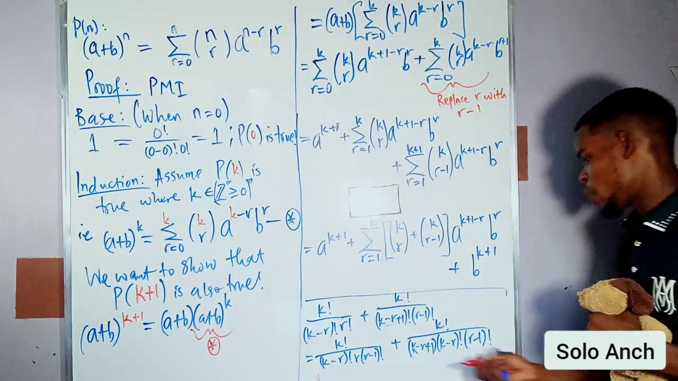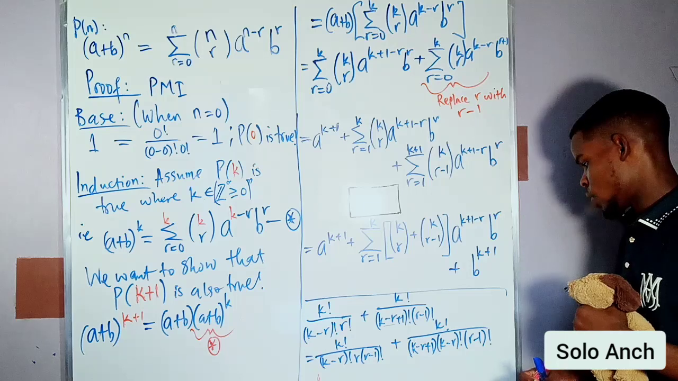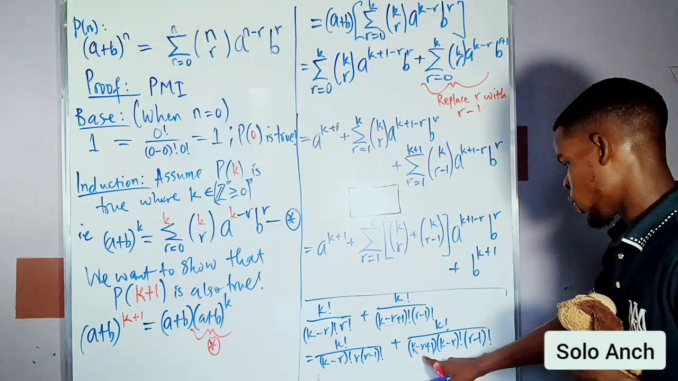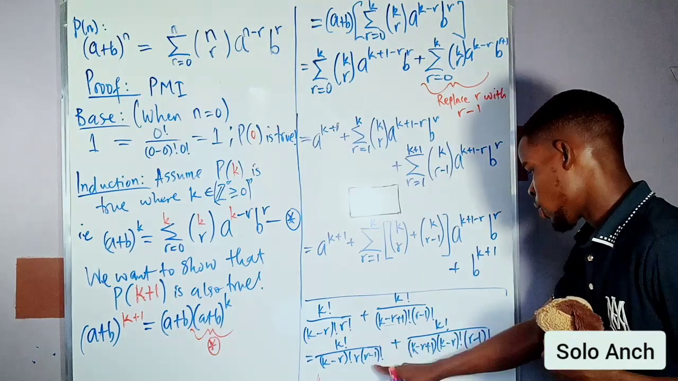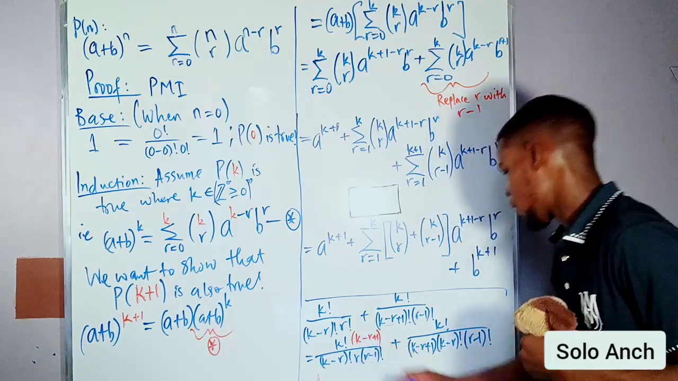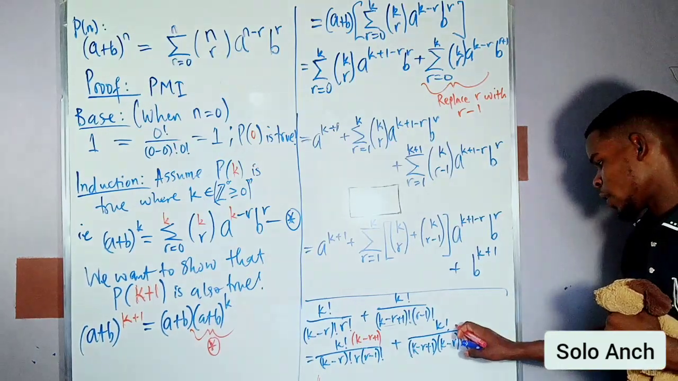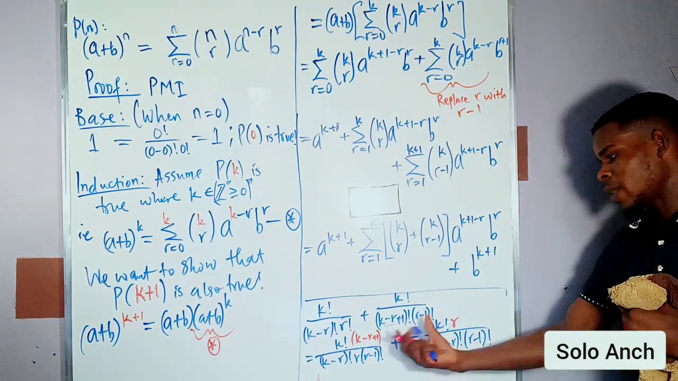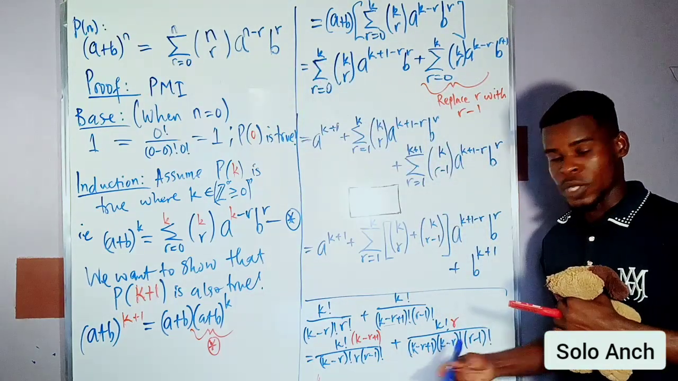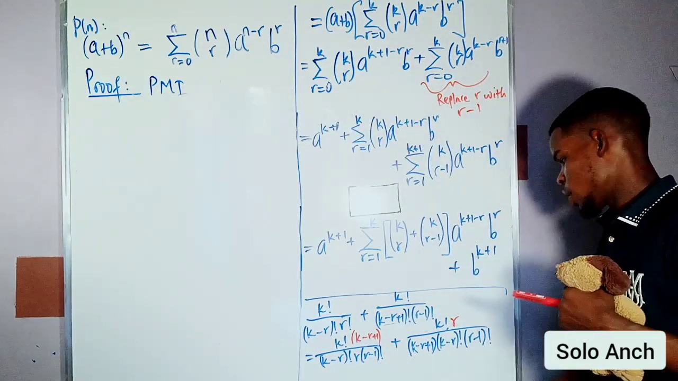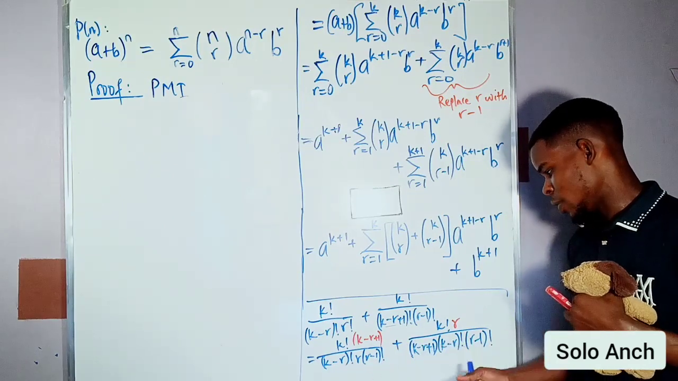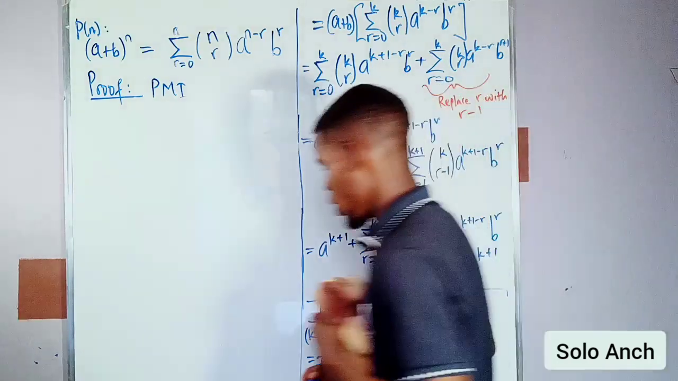Now to combine these two fractions, we need to make sure that the denominators are the same. To make sure that this has the same denominator as that, we need to multiply top and bottom by k minus r plus 1. And for this one, we need to multiply top and bottom by r. By doing that, we can combine these two fractions. Since the denominators are now equal, because we just did multiplication by 1, that's a trick we can use. So let's see what we get.